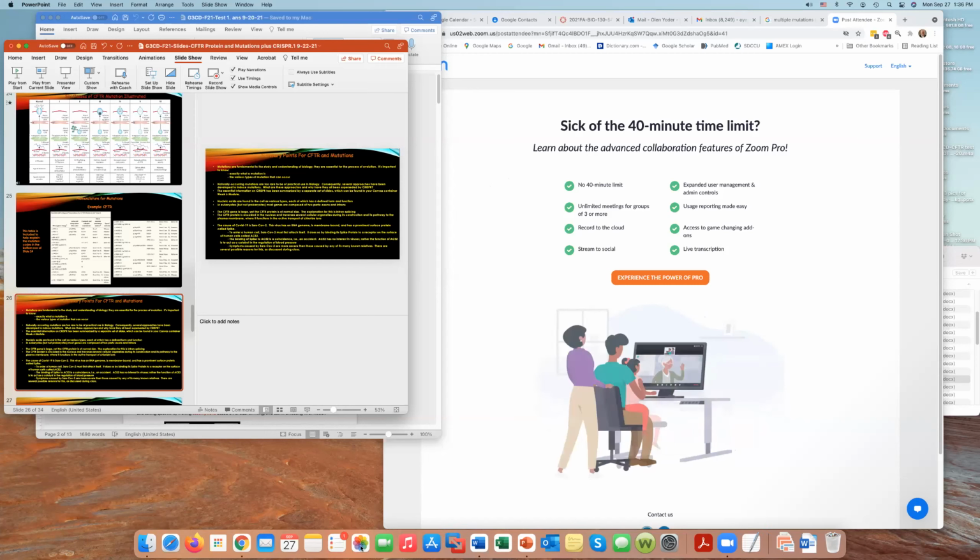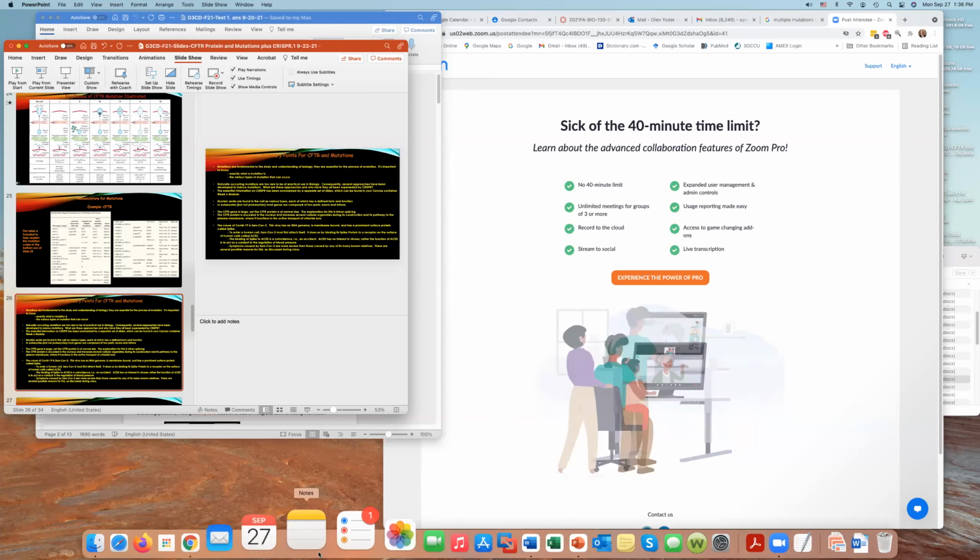Professor? Uh-huh. Kind of a weird question. It has to do with mutations, but I didn't know when to ask it, but I've been meaning to. So cancer is a mutation, right? Yes. What type of mutation is that?